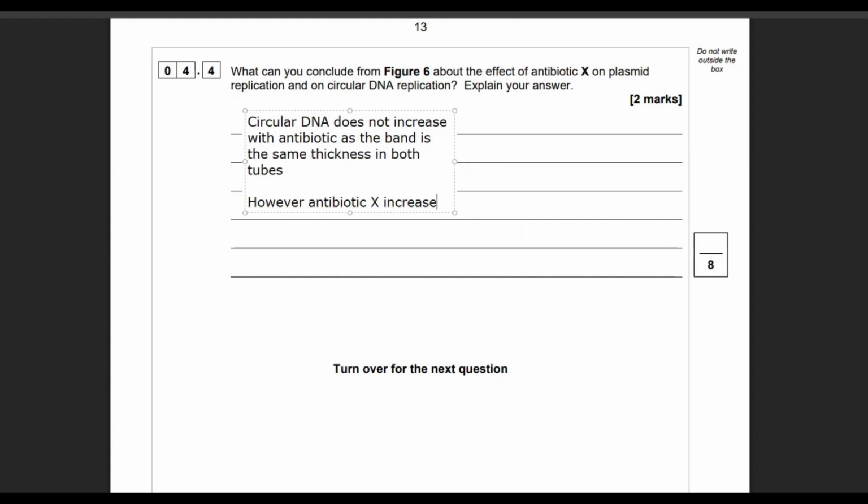However, did it affect the plasmids? No, because when we look from A, which was before, without the antibiotic, then we look after, we can see the plasmids have got bigger, which means plasmid replication is continuing. So antibiotic X inhibited the replication of the circular DNA, and we can see because the bands have remained the same thickness. However, the plasmid bands have gone thicker, and this is because antibiotic X allowed the replication of the plasmid to continue.